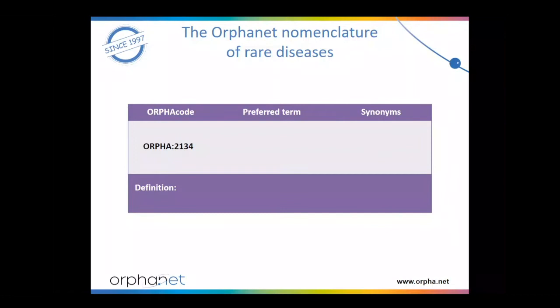Concretely, the nomenclature of a rare disease is composed of the following elements. First, an ORPHAcode, which is a numerical identifier attributed to the entity by the database upon its creation. A preferred term, which is the most widely accepted term for the entity in the medical community. Synonyms, which are other used terms that are perfectly equivalent to the preferred term.